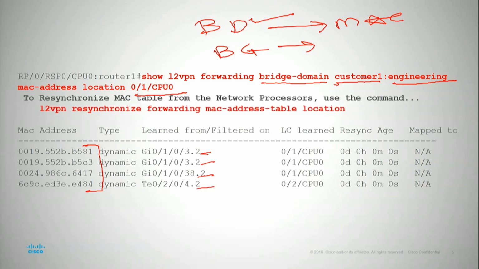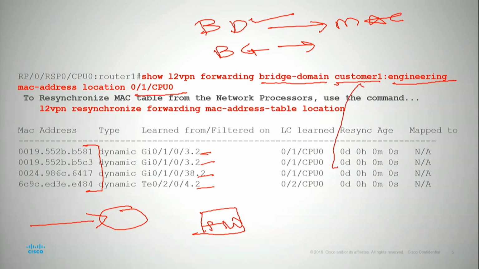Next one is the L2VPN resynchronize forwarding MAC address table command. Generally, when a frame hits the router, it will learn the MAC address and store it in the hardware table. When you execute this particular command, it will fetch that output from the software table.